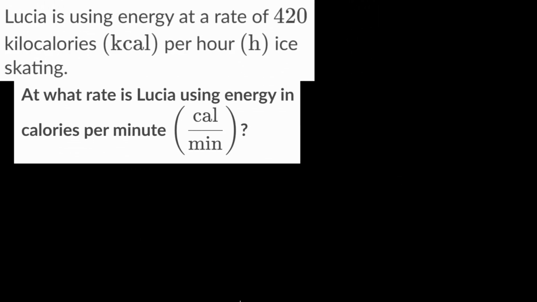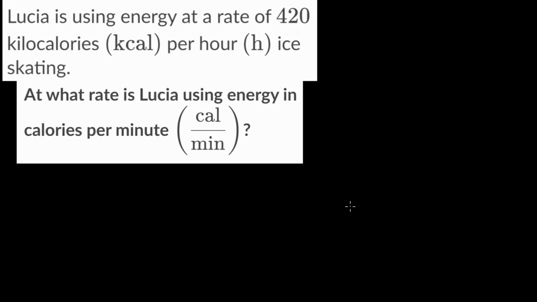And with rate conversion, it's helpful to write out first what we have as a ratio, and then we can essentially set up this rate conversion as a multiplication problem, specifically multiplying by fractions, so that we can change the units. We are told that Lucia is using energy at a rate of 420 kilocalories, or kcal, per hour ice skating. So per means division, or divide by. We have kilocalories divided by hours. So let's write that out.